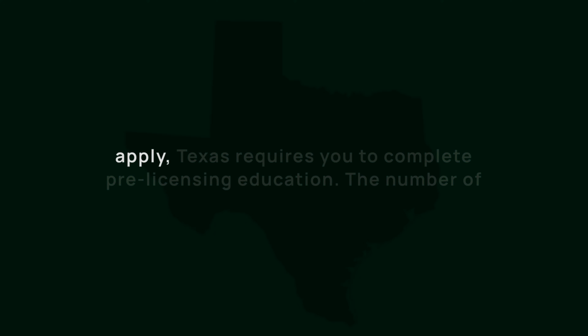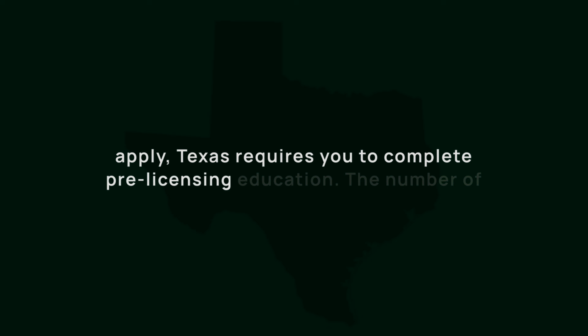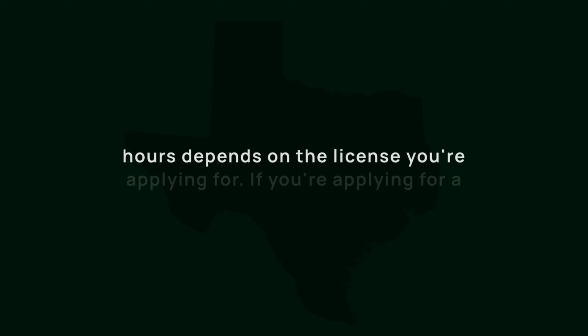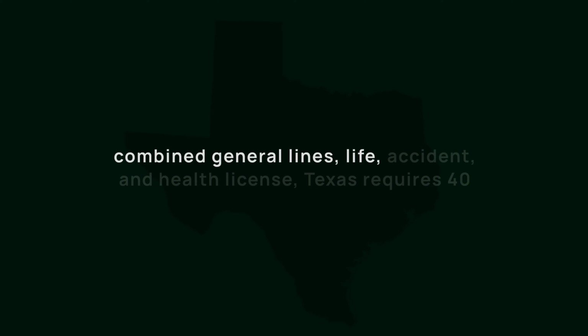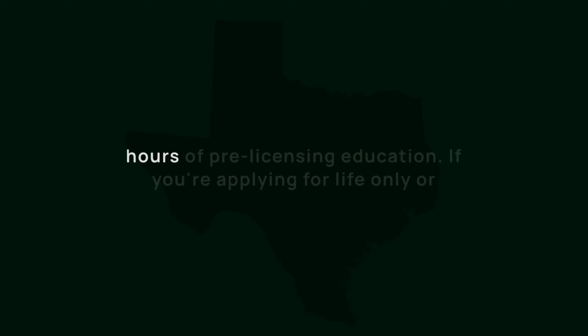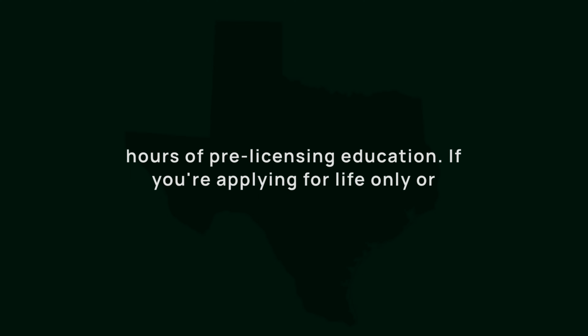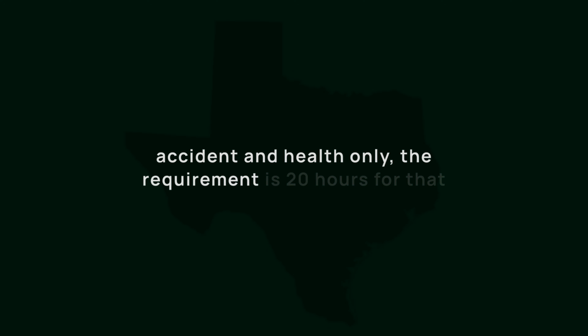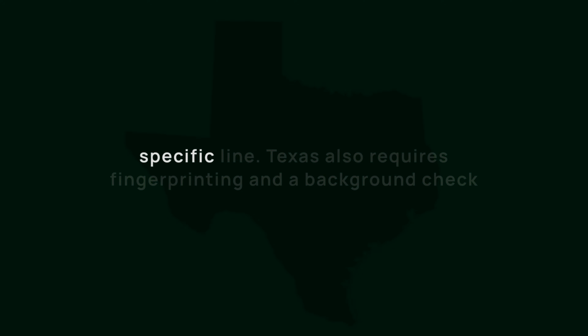Before you can apply, Texas requires you to complete pre-licensing education. The number of hours depends on the license you're applying for. If you're applying for a combined general lines life, accident, and health license, Texas requires 40 hours of pre-licensing education. If you're applying for life only or accident and health only, the requirement is 20 hours for that specific line.